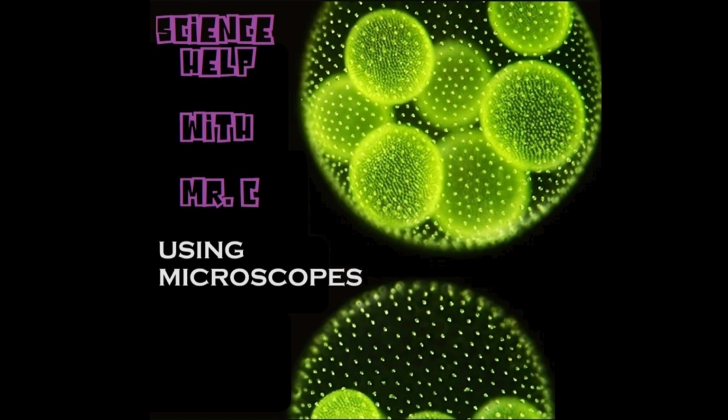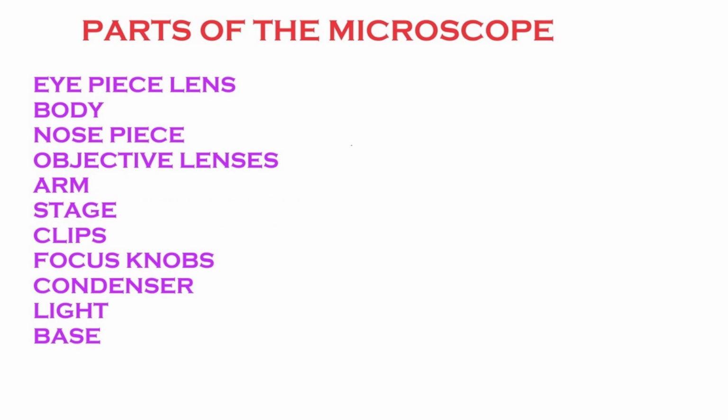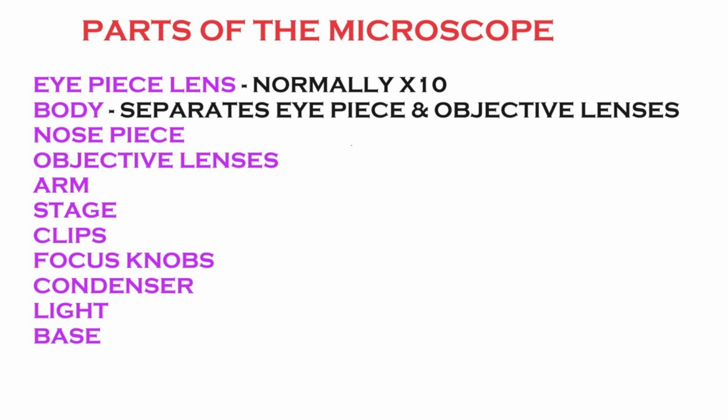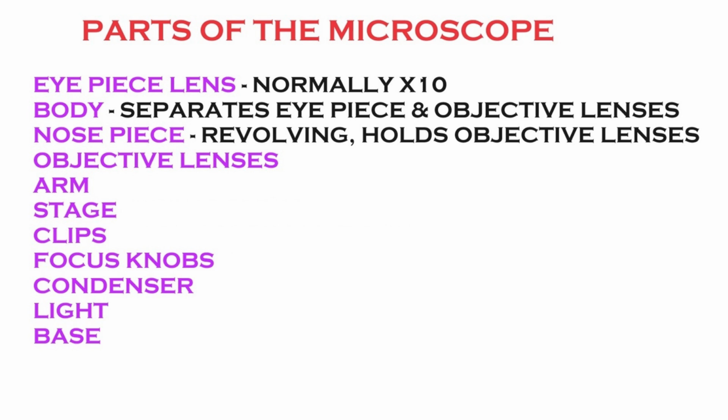Hello, this podcast is about how to use a microscope. First of all, we'll go through the parts of the microscope. The eyepiece lens, which is normally times 10, is where we put our eye. The body separates the eyepiece and the objective lenses. The nose piece revolves around and holds the three objective lenses.